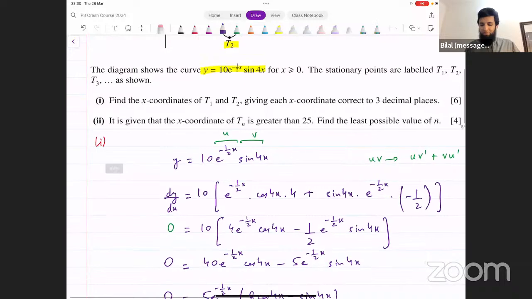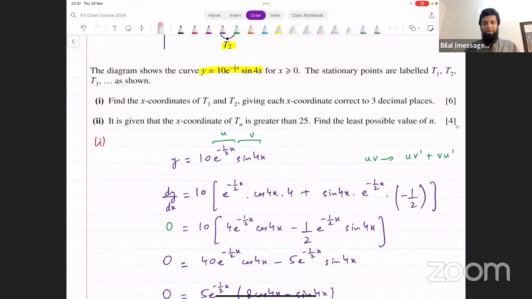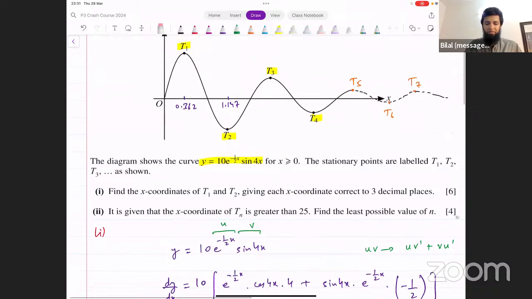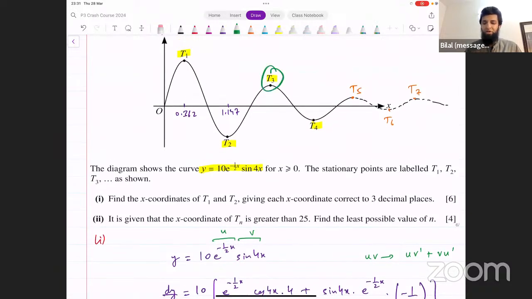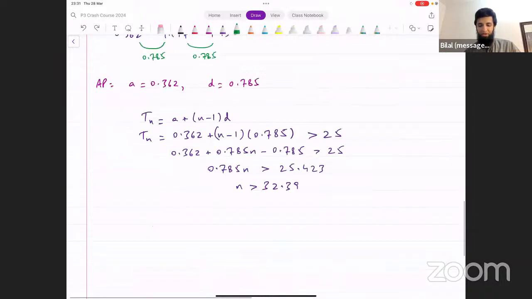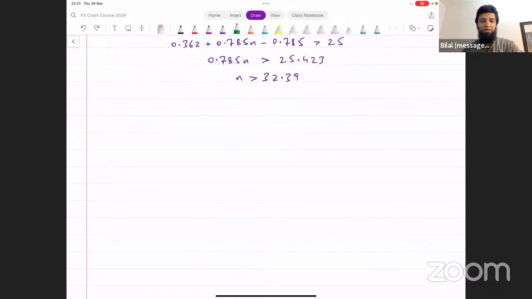Now, they were asking us for the least possible value of n. Now, n is supposed to be an integer, right? Because n represents the number of stationary points. So we have T3, T4, T5. So n is an integer. Now, n is supposed to be greater than 32.39. What's the least integer greater than 32.39? That's 33. So we say the least possible value of n greater than 32.39 is 33. Okay, that's the least possible value of n.